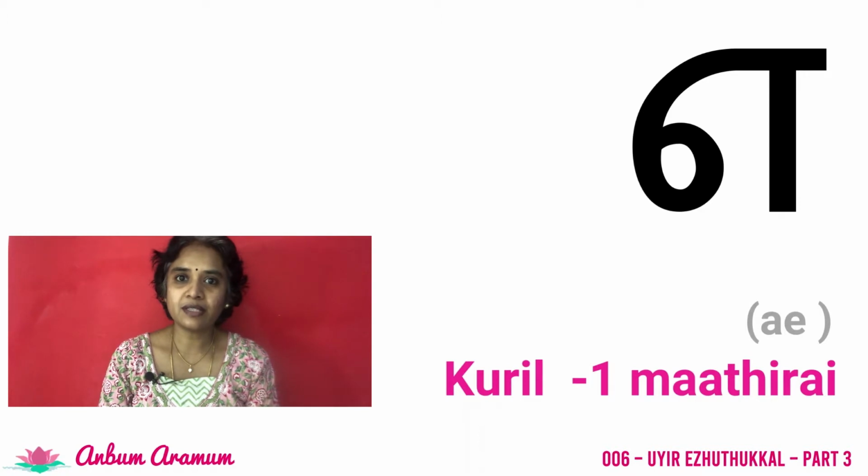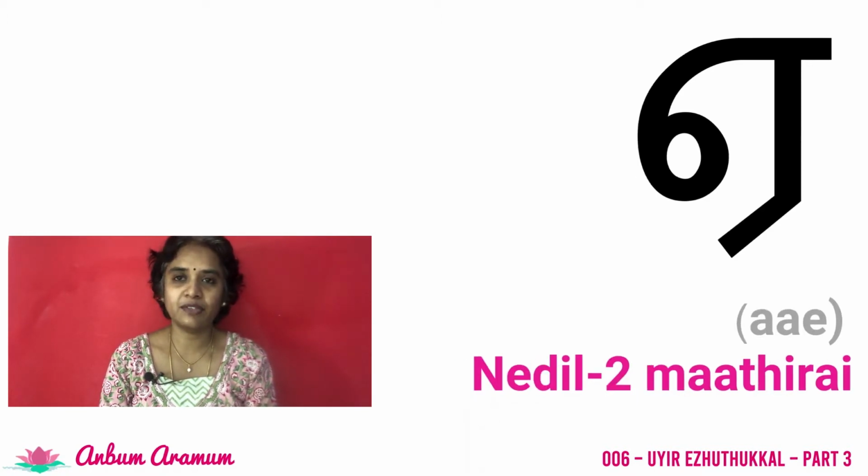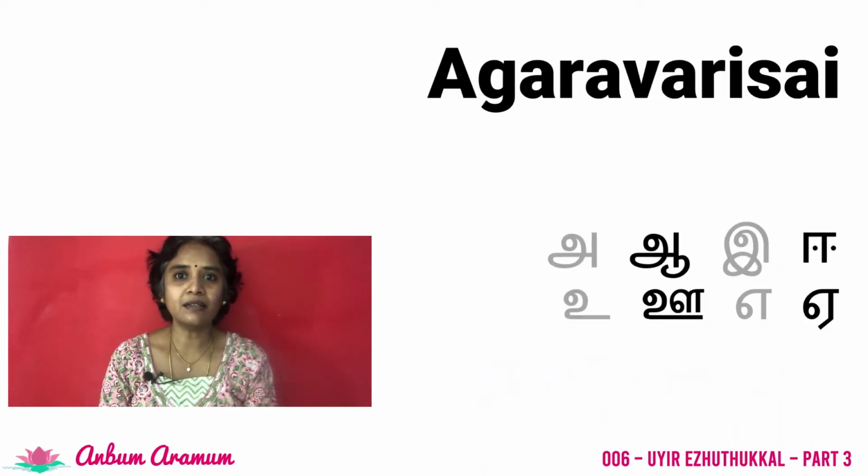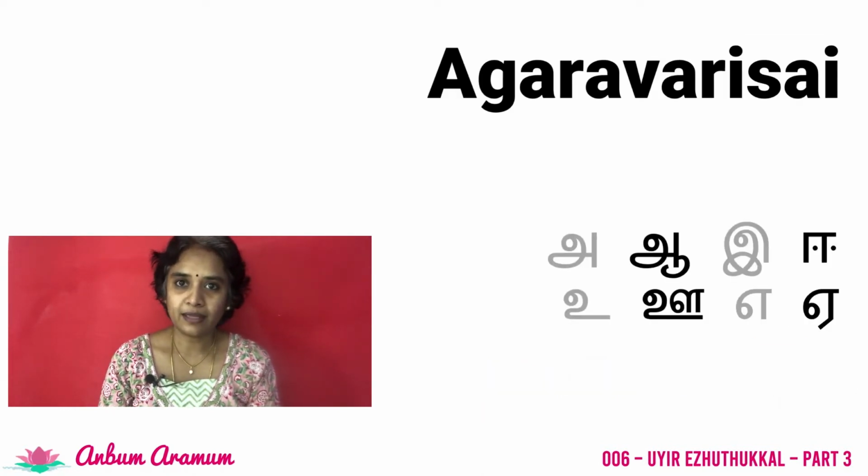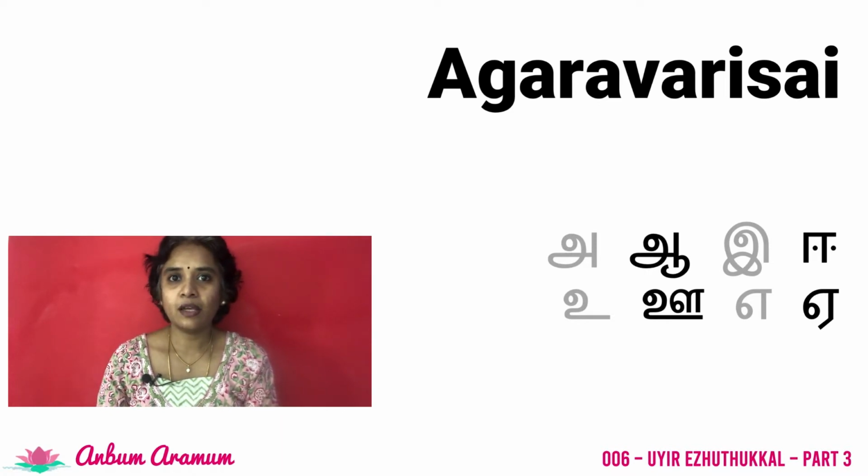And when we stretch the sound of A to 2 Mathirais, we get the next Ezhuthu, which is the Nedil A. This is the Nedil Ezhuthu A, and it is now placed right beside the Kuril partner. So in the Agaradi, now we have A, I, U, A. And that brings us to a total of 8 Ezhuthukkal.